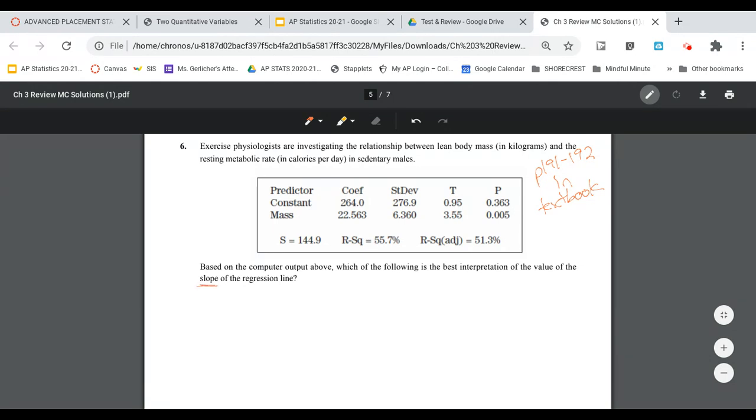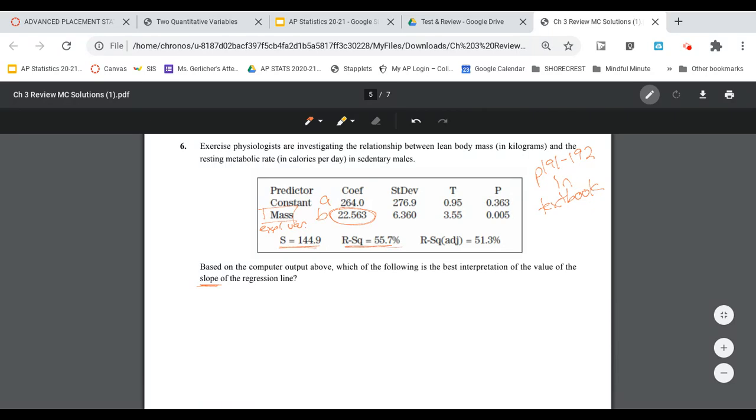We are interested in the slope in this problem. So here's the slope. That's our B. This is our A. That 264 is our y-intercept. This is our explanatory variable, your x. We have S. We have r squared.